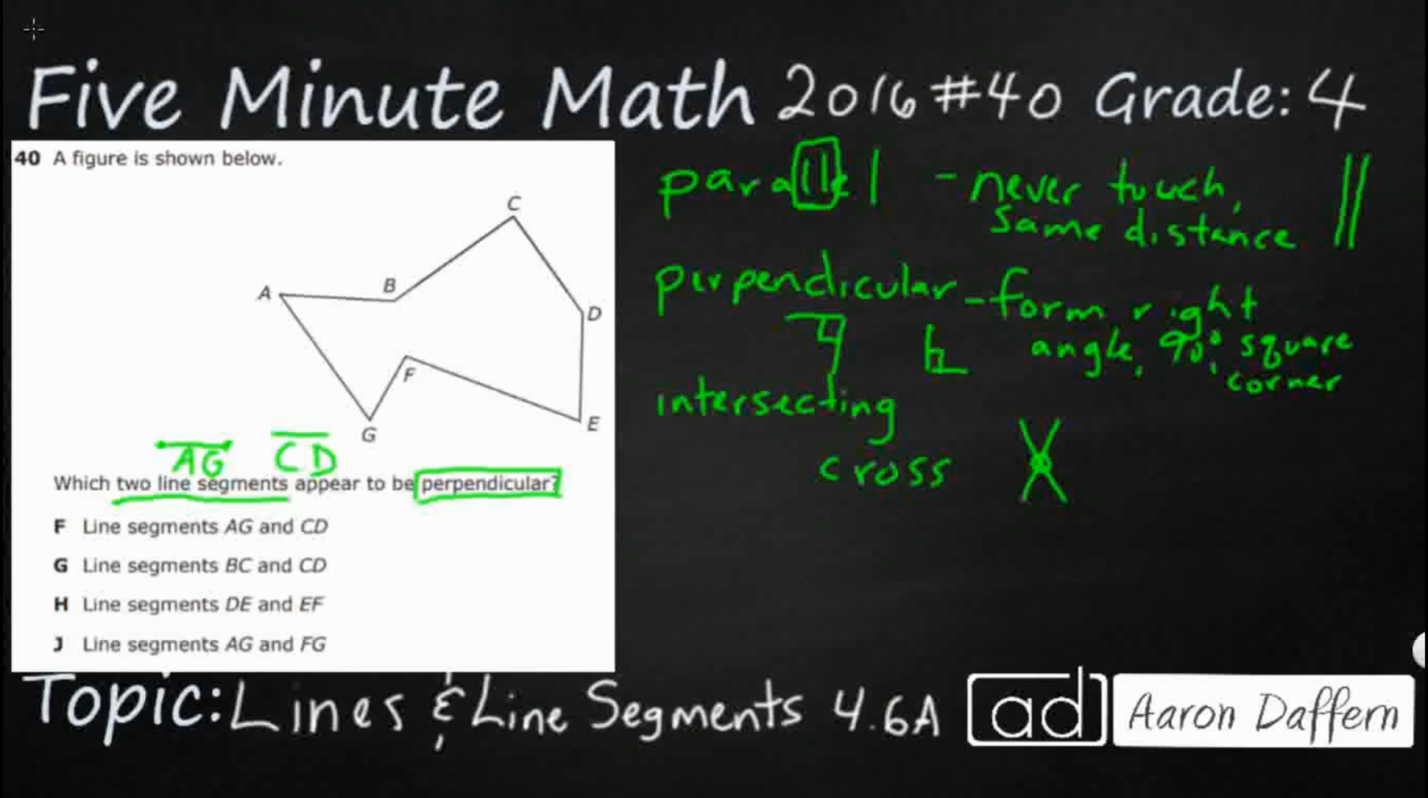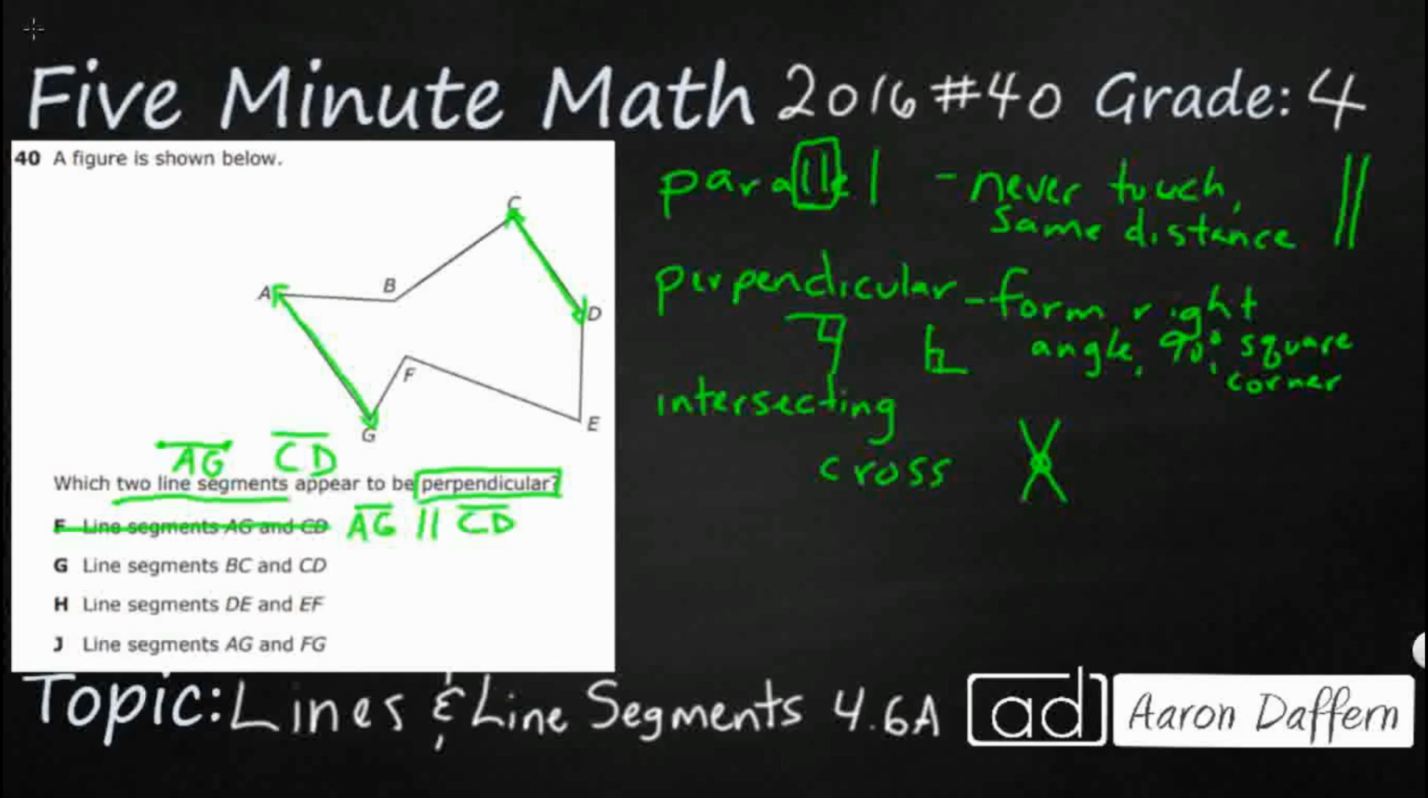Let's start with AG and CD, since that's the first one. So AG is right here, and then CD is way out there. Now they're both slanted, but I believe what they're trying to get us to see here is that line segment AG is actually parallel, and here is our symbol for parallel, to CD, because if you were to extend AG and CD all the way up and all the way down forever, what you would find is that they are the exact same distance apart. They never get closer, they never get farther. So those are parallel, not what we're looking for.